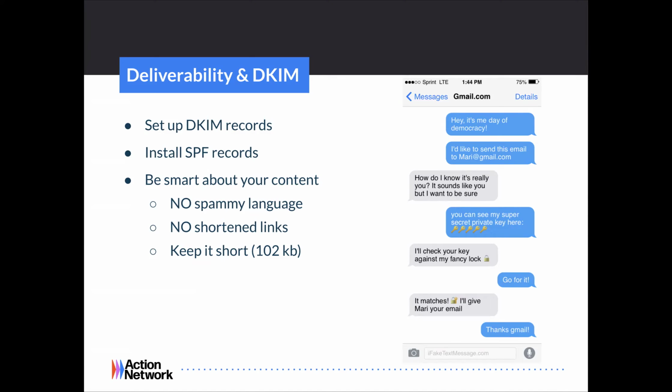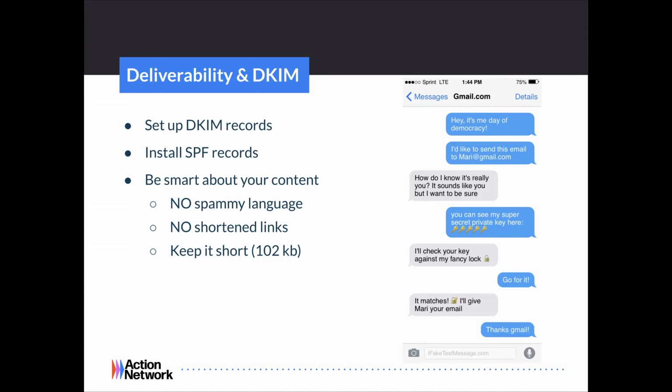And the most important thing there to think about is to set up your DKIM records and install SPF records. Now, there is an additional DMARC requirement. Reach out to support, and it will explain what that is. But essentially, what DKIM and SPF do is they define who can send on your behalf, and they verify to mailbox providers that you are who you say you are.